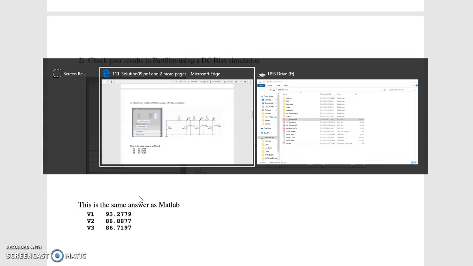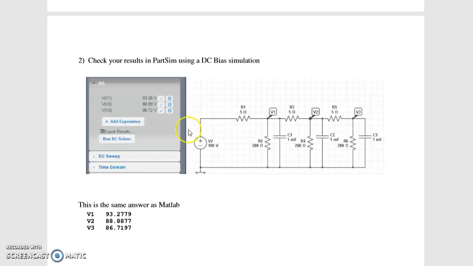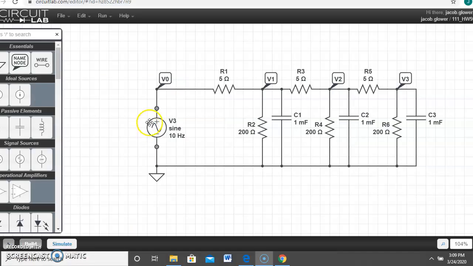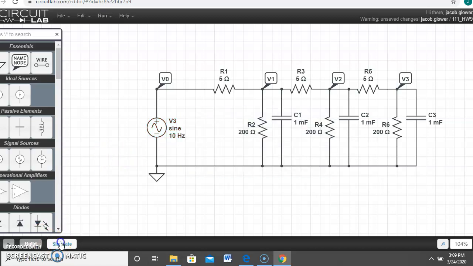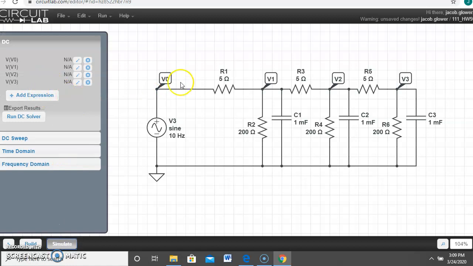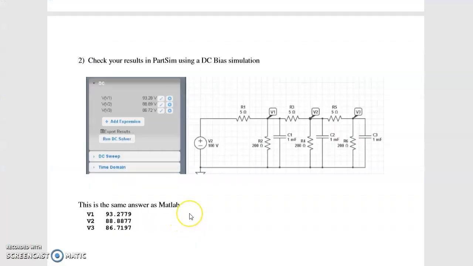To check your answer in PartSim, or bite my tongue, to check your circuit in CircuitLab, I apply 100 volts DC, 0 volts AC. The frequency doesn't matter because the amplitude is 0 at AC. And now do simulate, add expression, adding V0, V1, V2, run the DC solver. It gives me exactly the same answers, 93 volts, 88 volts, 86 volts. So apparently we did it right.